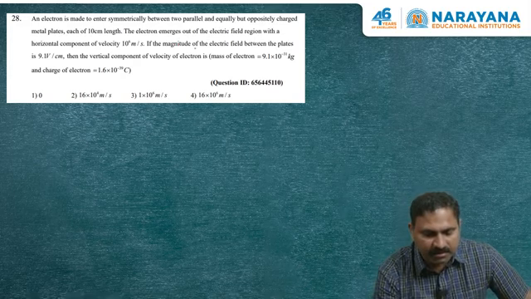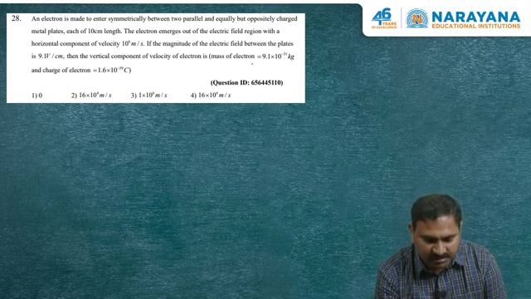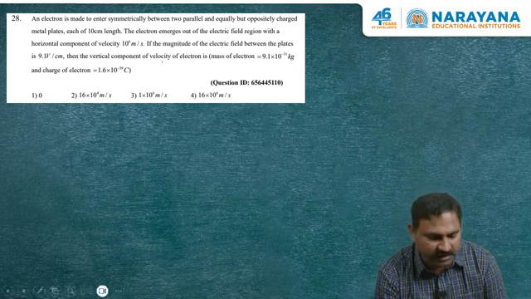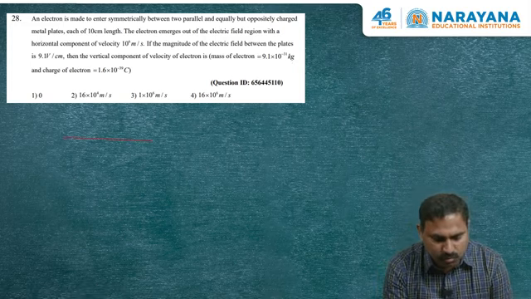If the magnitude of the electric field between the plates is 9.1 volt per centimeter, then the vertical component of velocity of the electron is, given that the mass of the electron is 9.1 into 10 power minus 31 kg and the charge of the electron is also given. Let us consider two parallel plates to be like this.